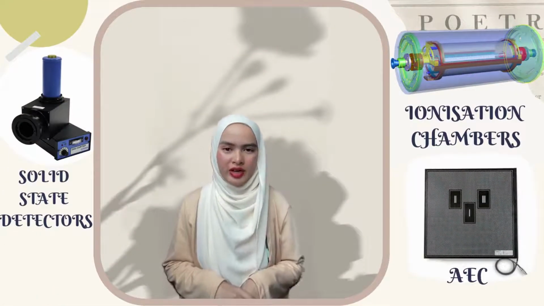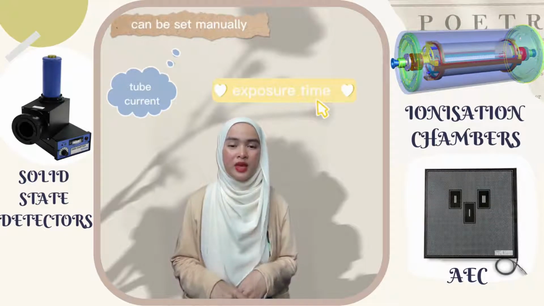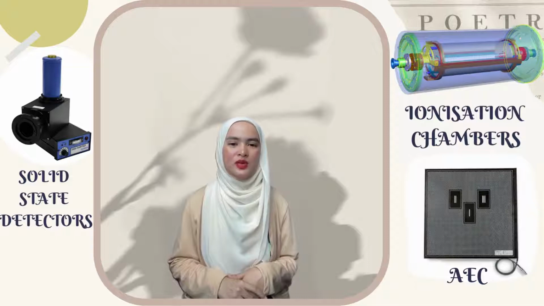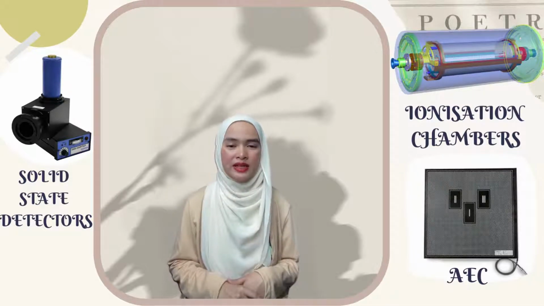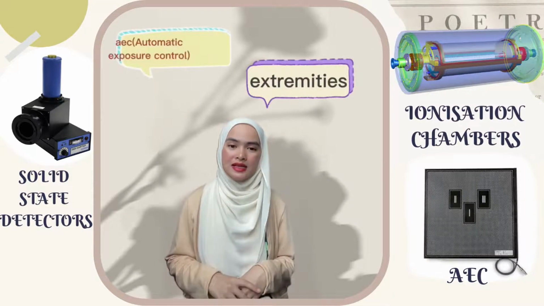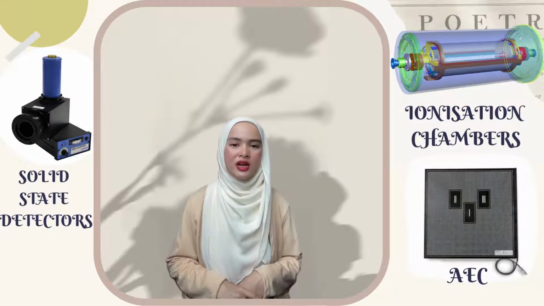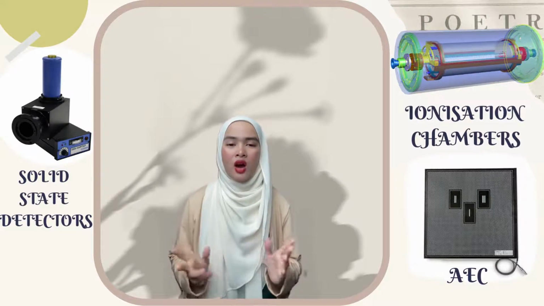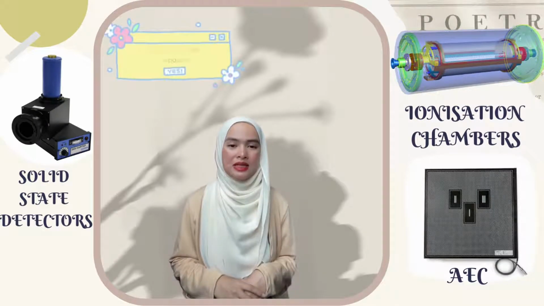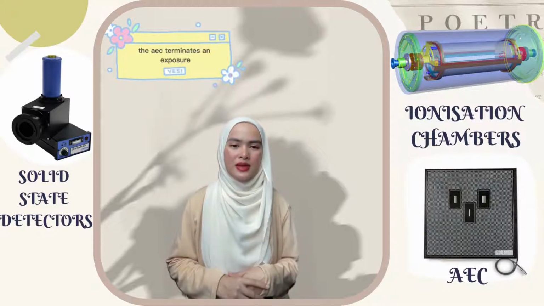Exposure of a radiograph can be set manually by choosing tube current and exposure time, except in examinations with little variability in body dimensions, for example, extremities. An AEC, automatic exposure control, is mandatory to achieve a consistent image quality or film density. The AEC terminates an exposure when the image receptor has received a preset level of radiation.